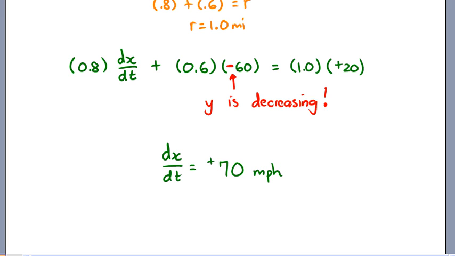Okay, and that's going to finish up this lesson for today. So the whole idea with this lesson for today is you have multiple things changing and it's no big deal. Write down some equation that relates all the letters together and then just take a time derivative.